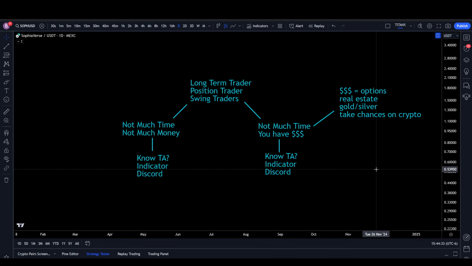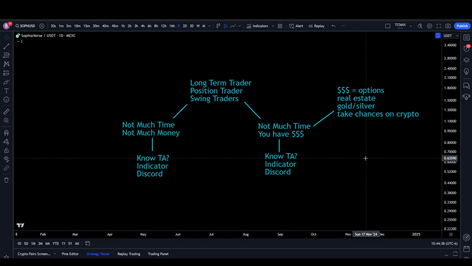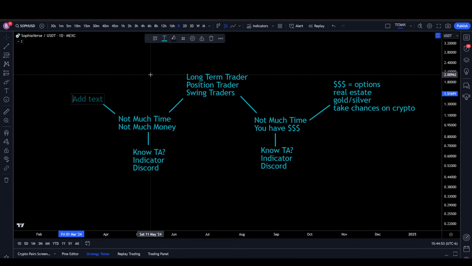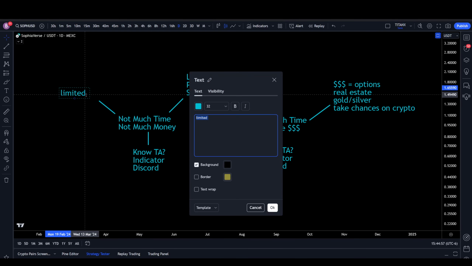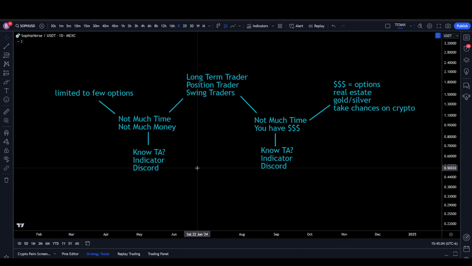It doesn't make you free. In fact, sometimes it creates more problems in a way. But the good thing about it is if you do have money, you can diversify much more. And I'll show you an example of that here in a second. So in this case, if this person doesn't have much of those things, then they're limited to a few options. And so in this case, what would you be looking at?